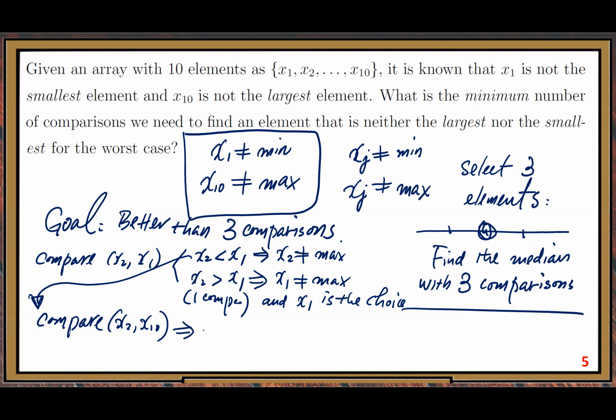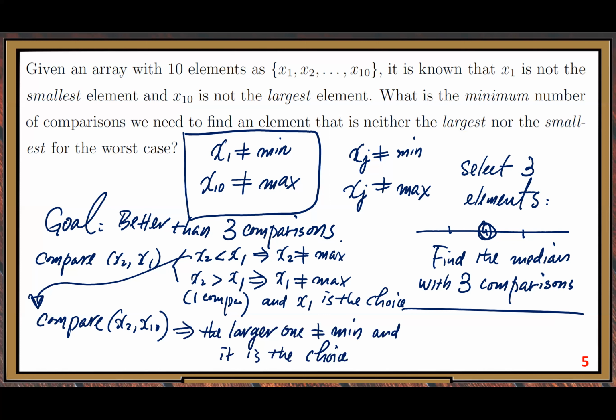So the larger one is not the minimum, and it is the choice. How about that?